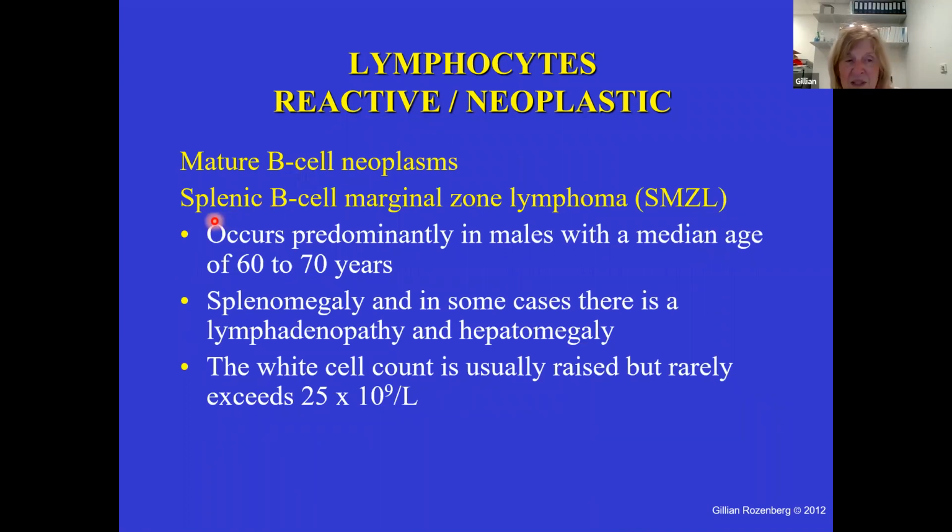So now we're moving to the next disorder, which is splenic B-cell marginal zone lymphoma. It occurs predominantly in males with a median age of 60 to 70 years. They have a splenomegaly, or an enlarged spleen, and in some cases there's a lymphadenopathy and a hepatomegaly, so a large liver as well, and lots of lymph nodes. The white cell count is usually raised, but it rarely exceeds 25 by 10 to the ninth per liter.